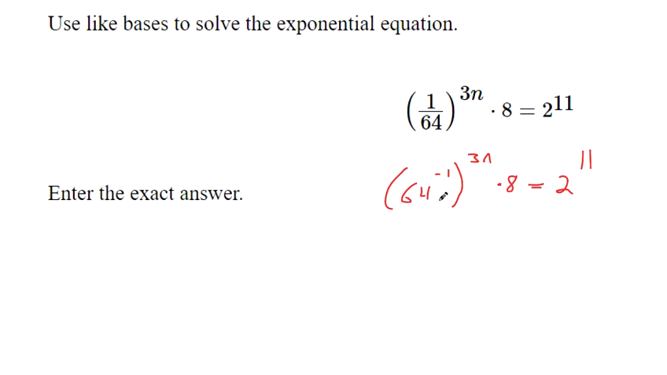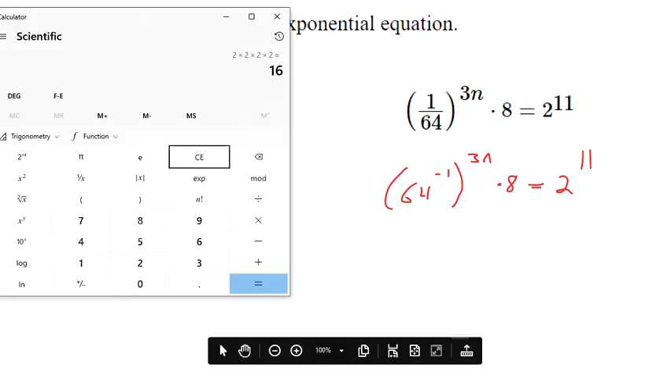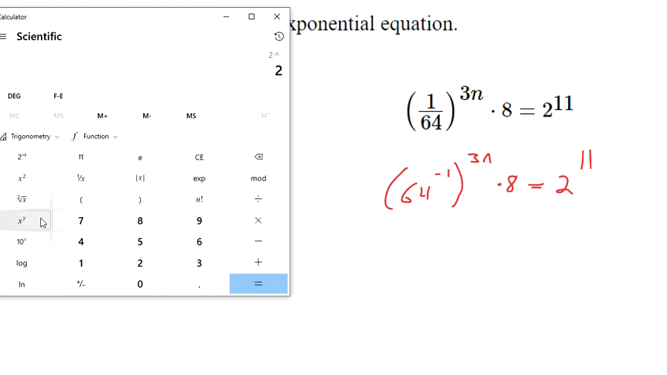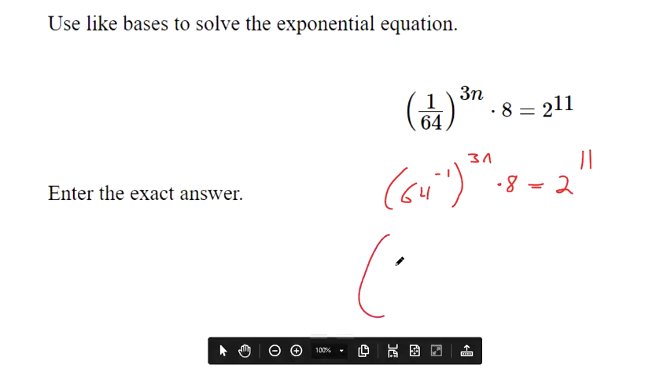And then we're trying to make like bases. So let's see if we can rewrite 64 as some sort of power of 2. Maybe if we do 2 to the 5th power, that makes 32. We're getting close. What if we do 2 to the 6th power? That makes 64. So watch this next step. We still have to deal with that negative exponent. This is 2 to the 6 being raised to the negative first power. So we're getting close. We got some like bases.